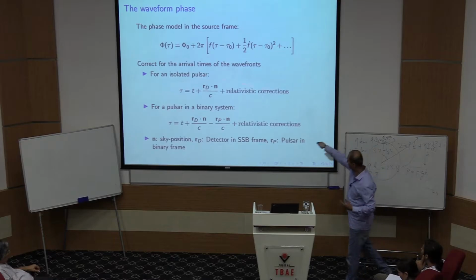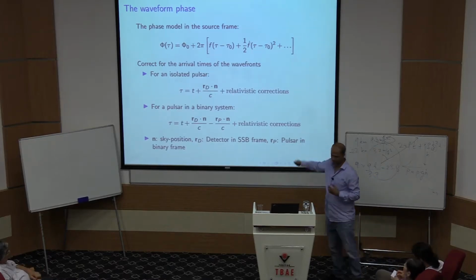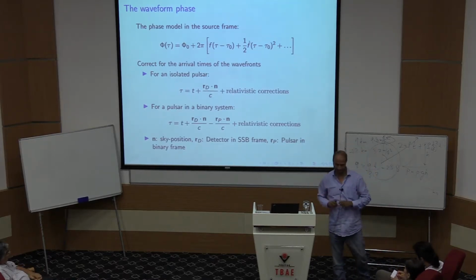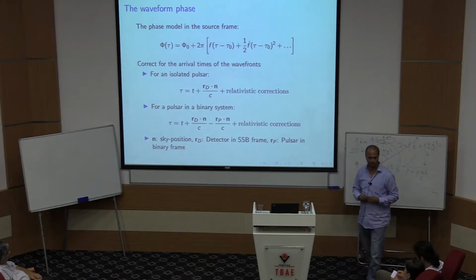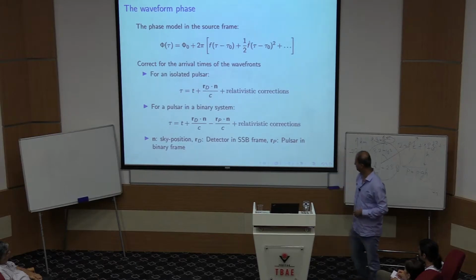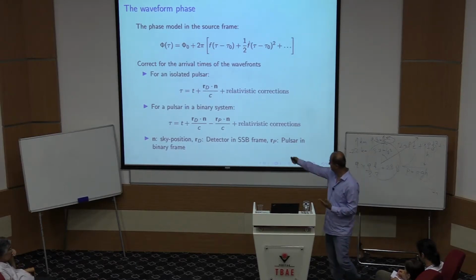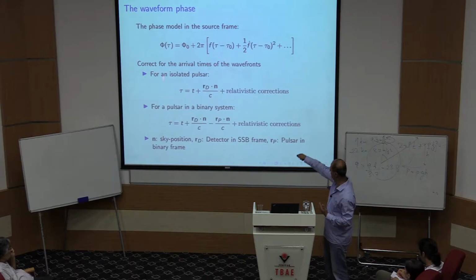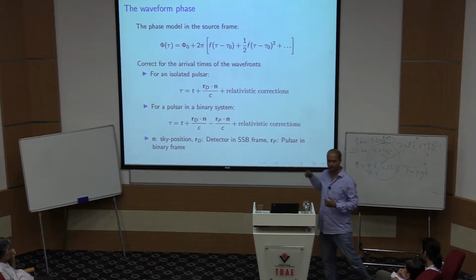And of course, on top of this, you've got to add relativistic corrections. This is not really important, but they are there. So the Romer, Shapiro and Einstein time delays and so on. So in the end, the simple phase, if you convert it to detector time, becomes a complicated thing.